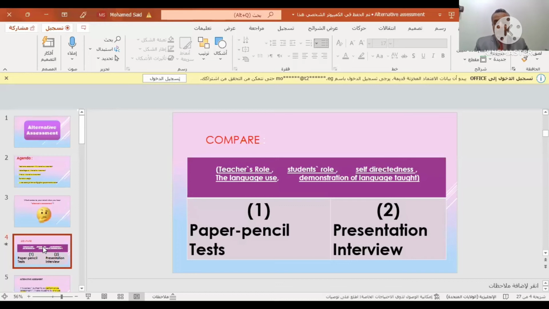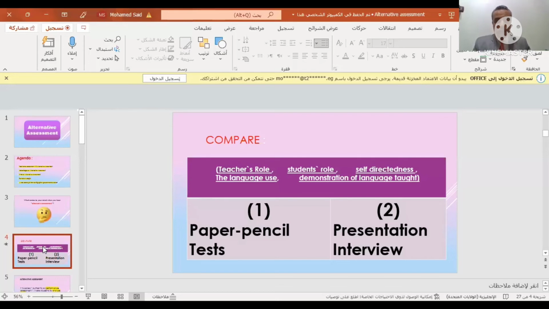So what are the things that I'm going to think about when I'm going to compare? Think about the teacher's role when you are doing a pencil paper test and when you are performing a presentation. Think about the student role. Think about the self-directedness. In which one of them is the student a self-directed learner? Think about the language use.